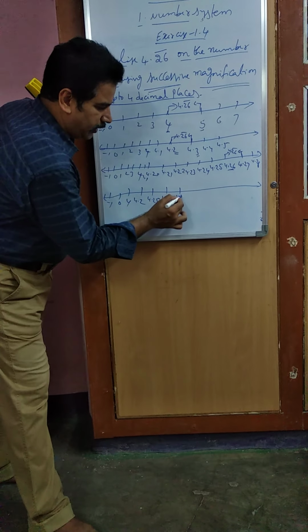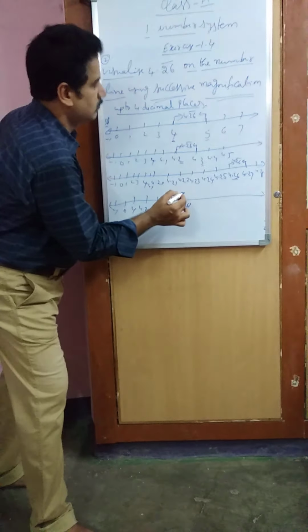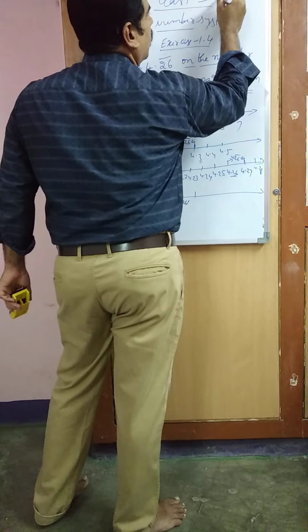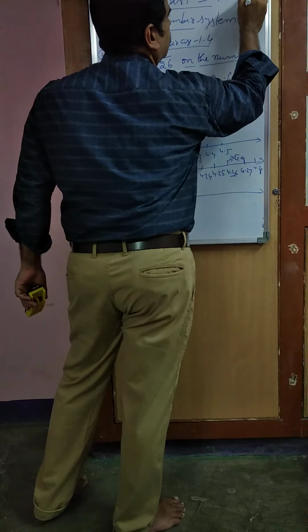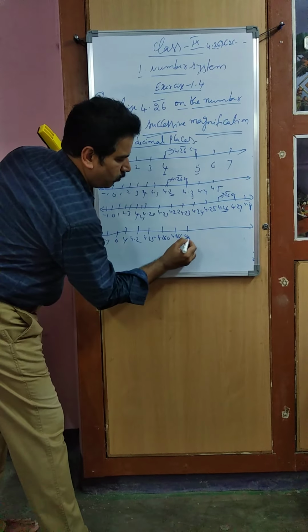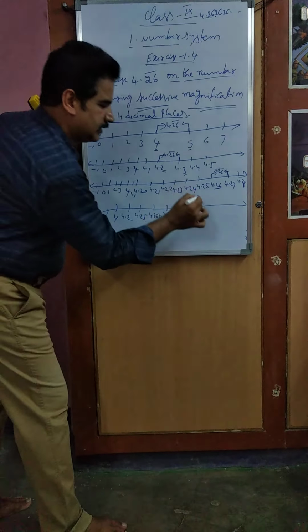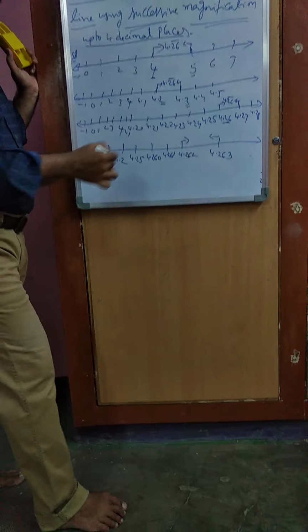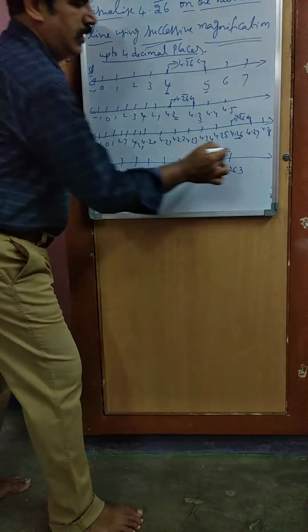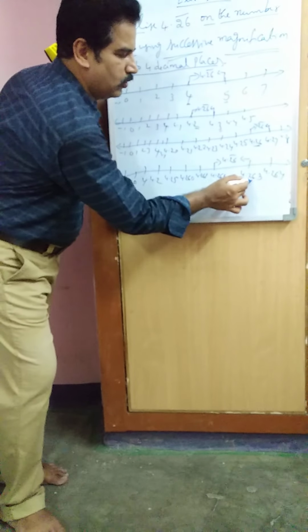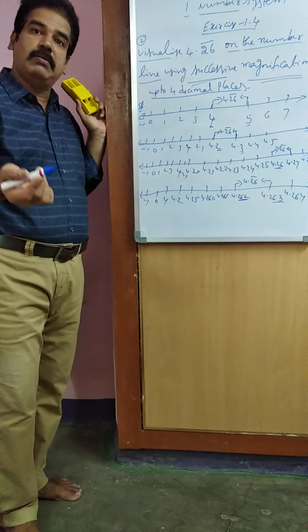Next 4.261. 4.26 bar means here 26, 26, 26 and so on. 4.262. Next 4.263. It lies between 4.262 and 4.263. This is 4.26 bar. Next 4.264. Now we got it magnified up to 3 decimal places. Now one more decimal place you have to identify.